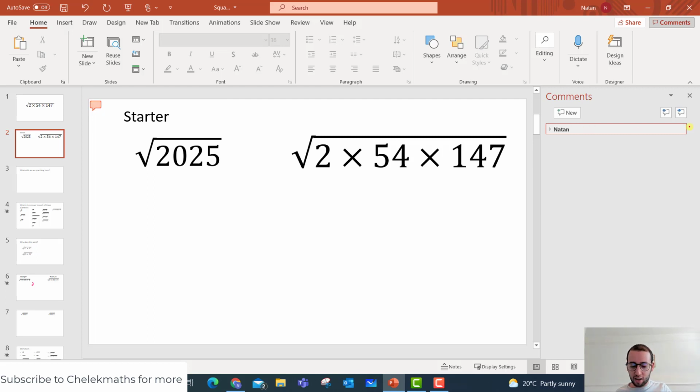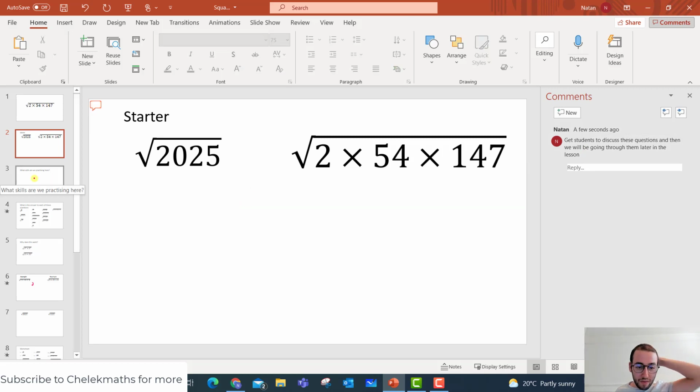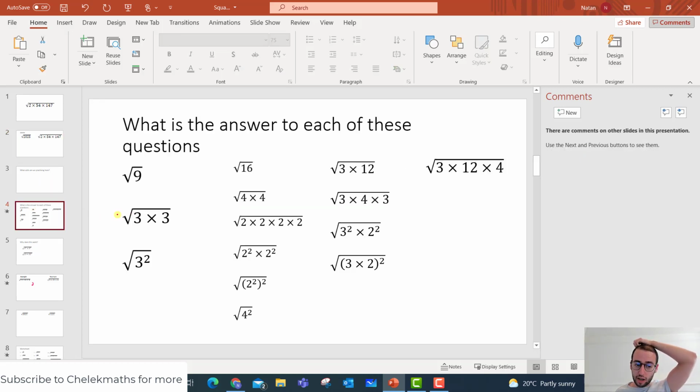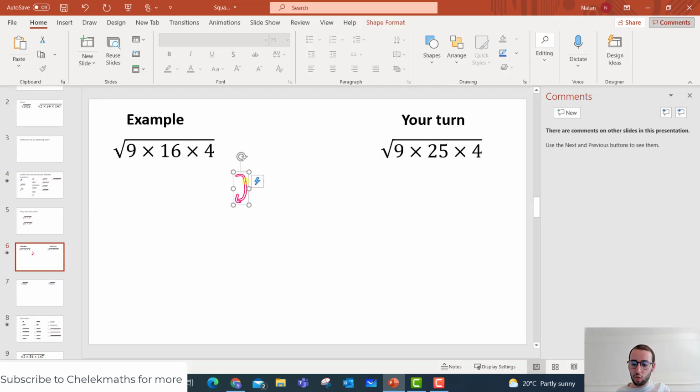You know what? Why don't we add a comment? Get students these questions, and then we will be going through them later in the lesson. Yeah, this also is a nice question to have near the beginning, because it's getting them to look at simpler stuff. Okay, awesome. And there we go.